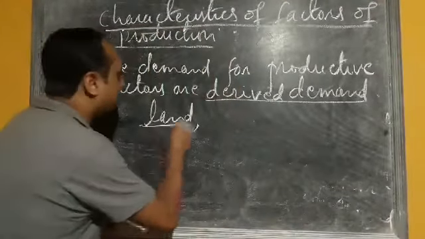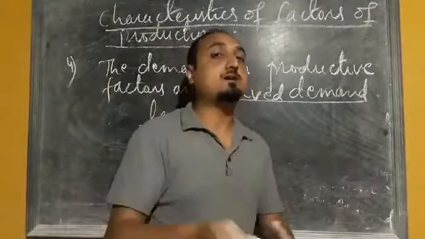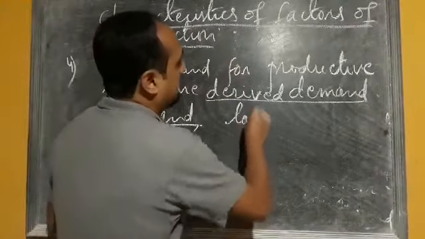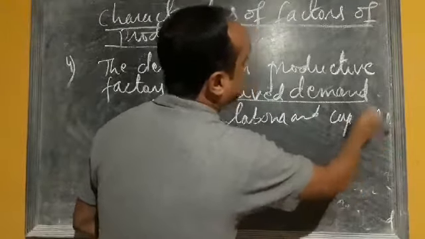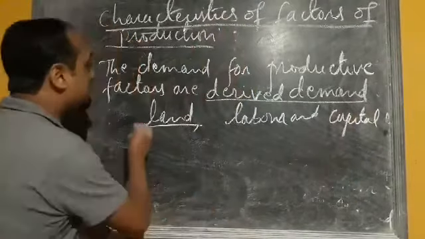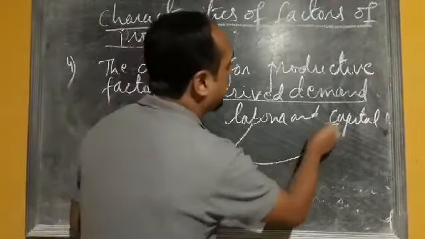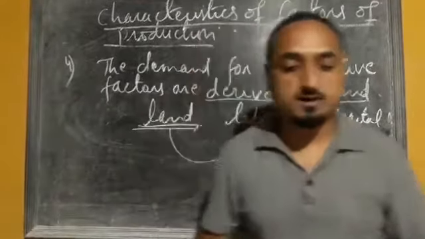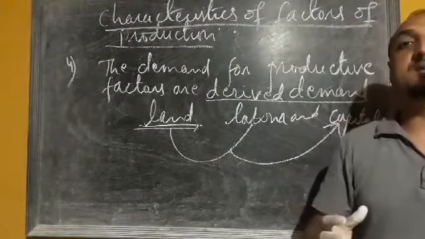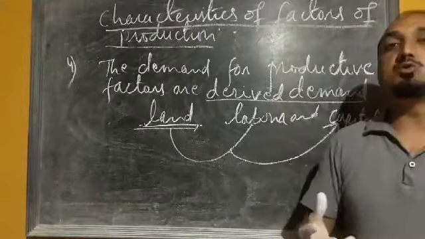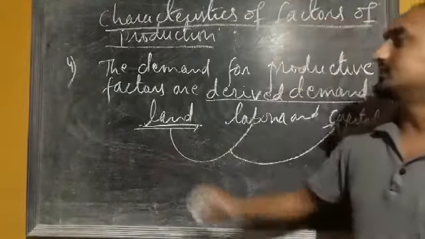So when we require land for the production purpose, at the same time we need to demand the other factors of production like labor and capital at the same time. Due to the demand of land, we need to demand other factors of production like labor and capital at the same time. So this type of demand is called what? Derived demand. So all the factors of production are what type of demand? Derived demand. In order to produce any item, we need to demand the various factors of production at the same time. Okay, that's why it is called derived demand.